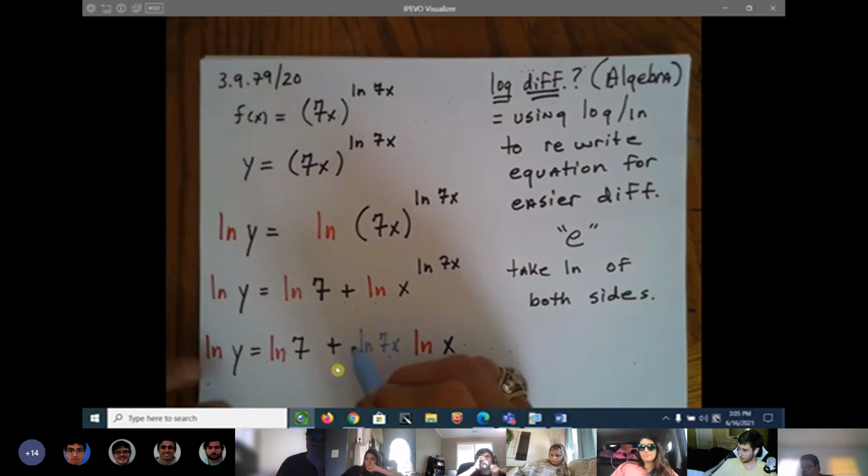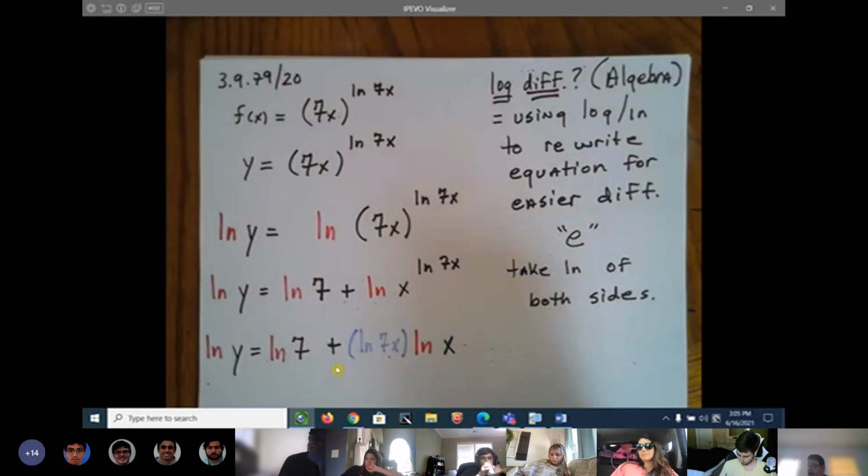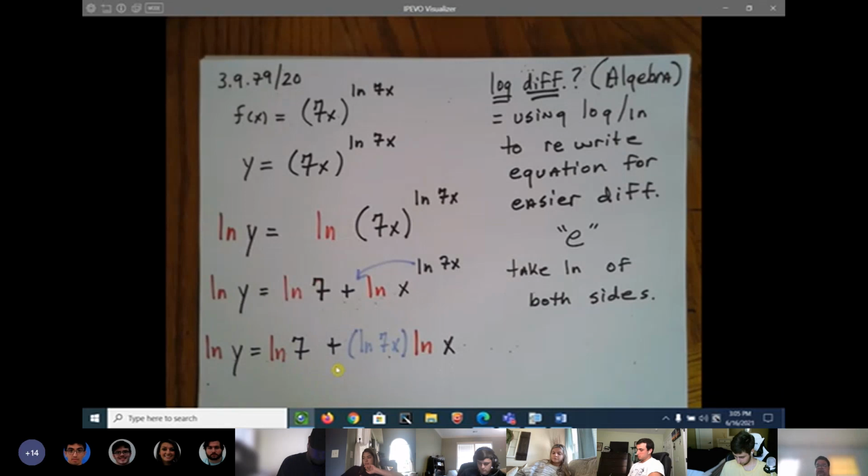Power rule. Power rule of logarithms. Good job. And now you are ready to take the derivative of both sides. So go ahead. We're going to write it on the next page.